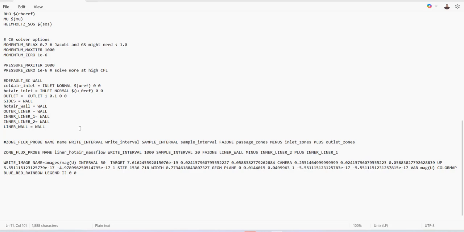Down below you can see the mass flux probe command which has all the data to write out during the simulation. It has the name of the probe, then the write intervals, then the sampling intervals, then the zones on which the liner or the effusion holes are present, and minus and plus keywords represent the direction in which the data is read and written in the output.